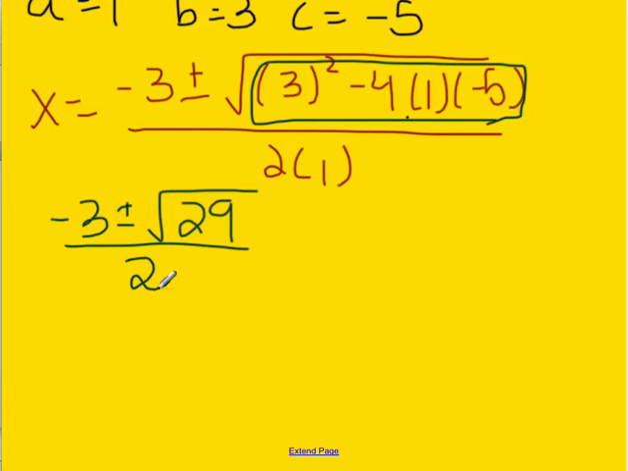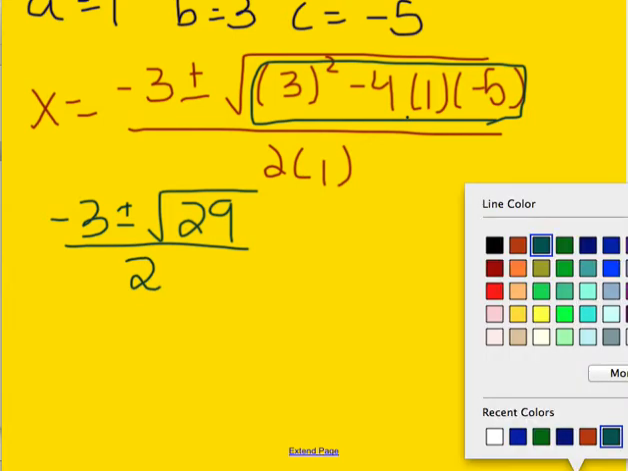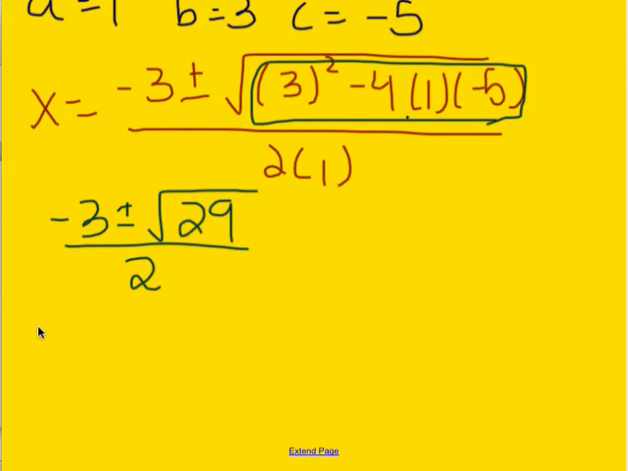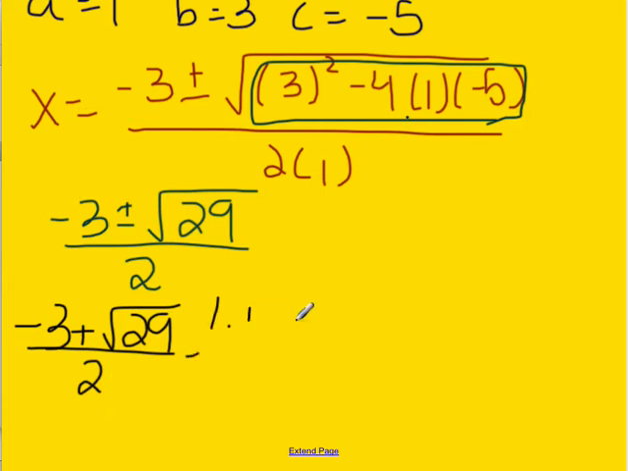So now I'm ready to create my two different versions. Let's start with the positive version. I'm going to do negative 3 plus the square root of 29, type that in, hit enter, and then take that answer and divide it by 2. When I do that, I end up with 1.192. Well, I want to round to 2 decimal points. I see that this number is less than 5, so I'm going to keep the second number the same. So my first answer is 1.19.